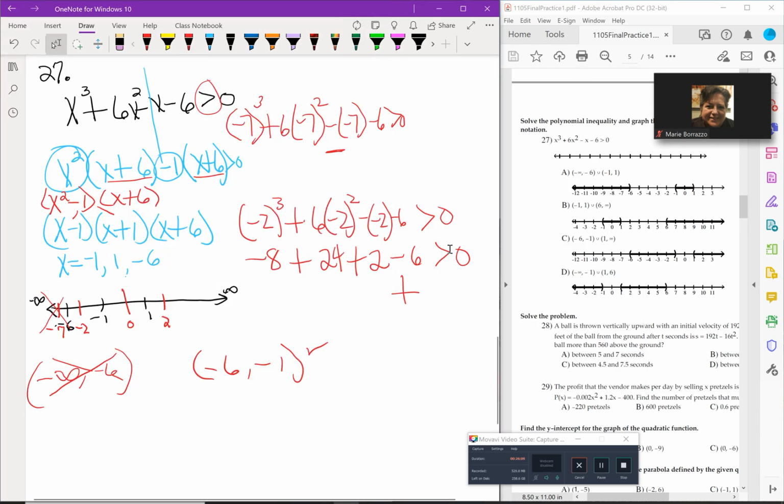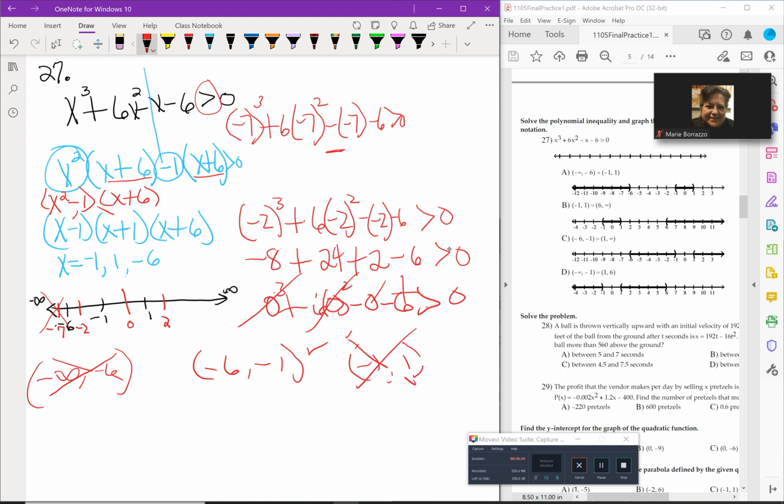I'm here. So now we're testing the interval from -1 to +1. So I'm testing the 0. I want to know what 0 to the 3rd power plus 6 times 0 to the 2nd power minus 0 minus 6, is that greater than 0? 0, 0, 0, -6 is not greater than 0, so no to this interval.